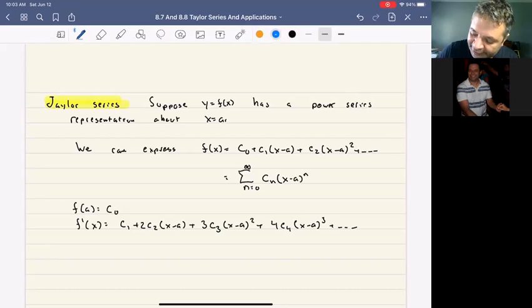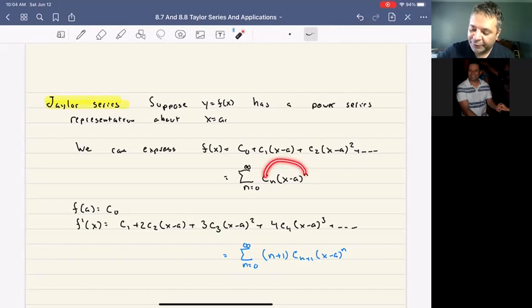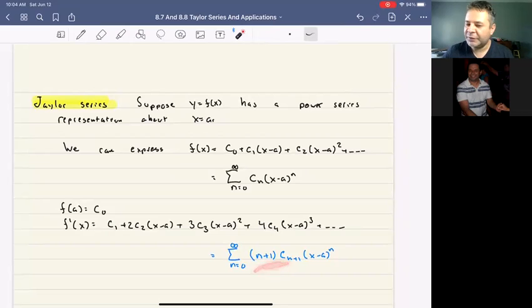As we've already seen a couple of times now, the sum as n goes from 0 to infinity of (n plus 1) c sub n plus 1 (x minus a) to the n, right? Again, you put the n in front, and then you do that shift. We've done it a couple of times now, okay?